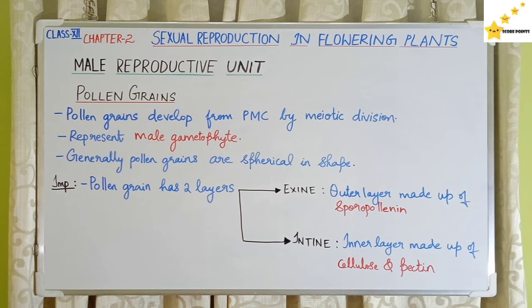We have seen that the pollen grain represents the male gametophyte. Generally, pollen grains are spherical in shape. Pollen grains have 2 layers, which are exine and intine. Exine is the outermost layer, which is made up of sporopollenin. Intine is the innermost layer, which is made up of cellulose and pectin. This is important. The 2 layers of the pollen grain are very important.